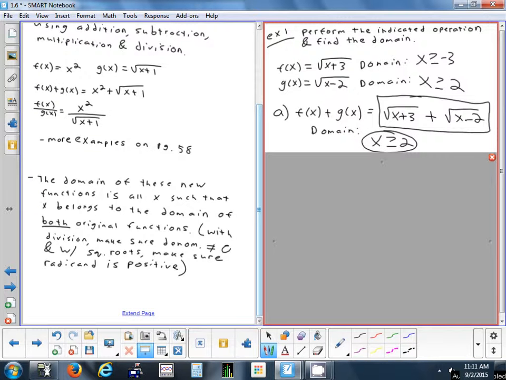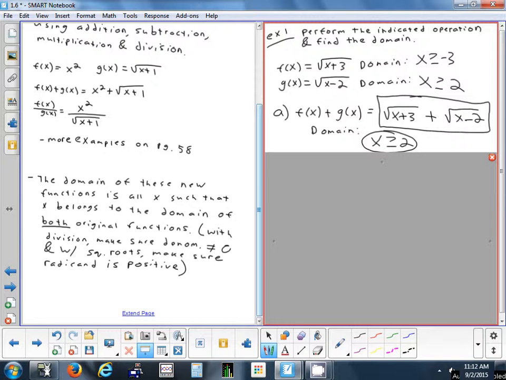If you pick a value like 0, you'd say, well, 0 is greater than -3. Yeah, that'll work fine in the first square root. But try plugging 0 into the second one. 0 minus 2 is -2. That won't work. So you've got to pick the domain so all the x values you pick work in both functions. Questions on that?